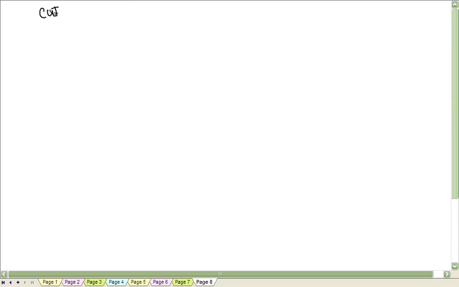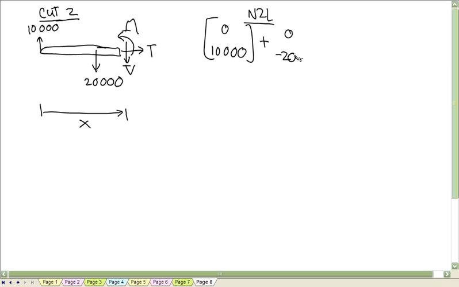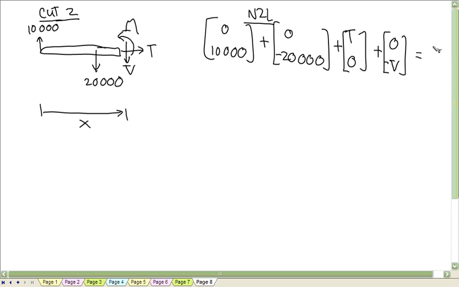And then the second cut, we have the 10,000. This time we have the 20,000 down. Tension, shear force, bending moment. And this distance is x. So Newton's second law says 0, 10,000 plus 0, negative 20,000 plus T, 0 plus 0, negative V is equal to zeros.